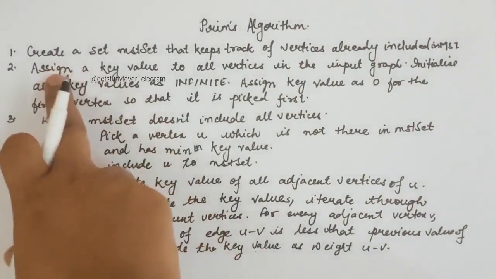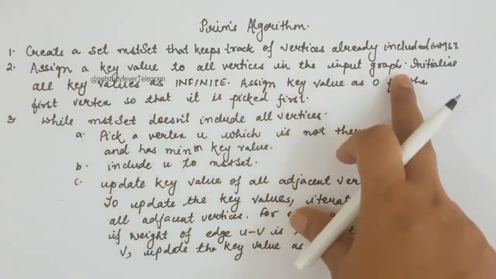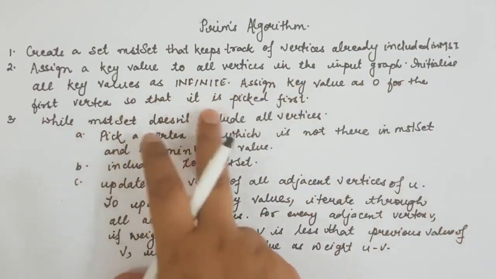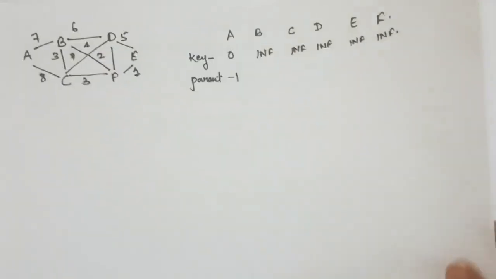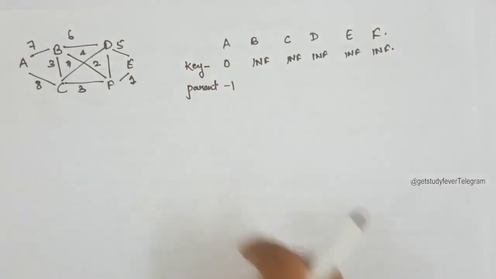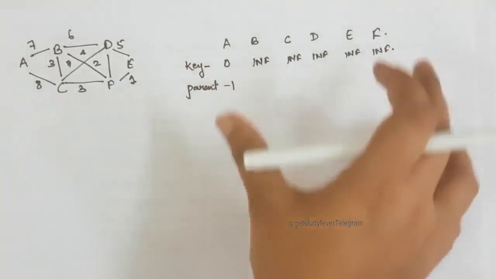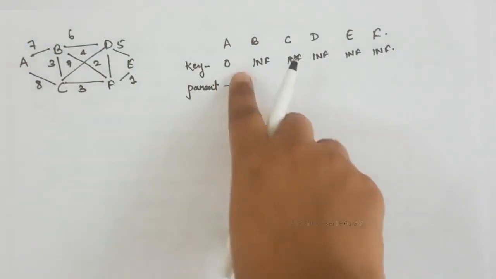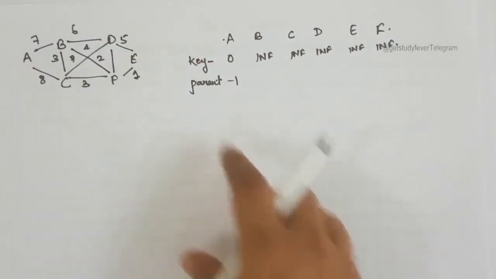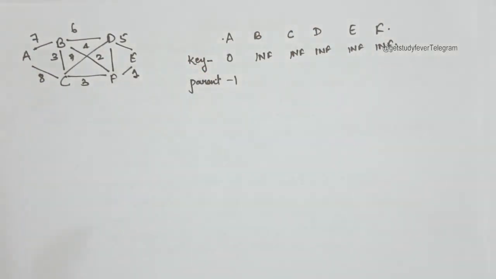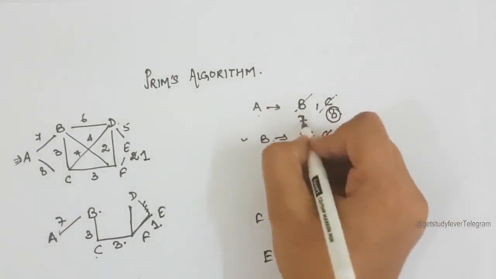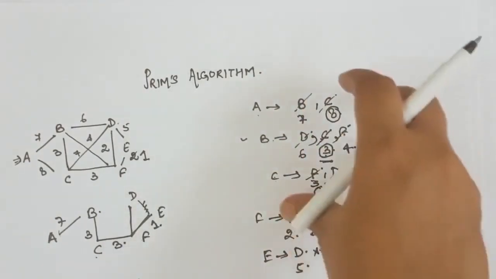Now what we are doing is assigning a key value to all vertices in the input graph. Initialize all key values as infinite. Assign key value as 0 for the first vertex so that it is picked first. Let's say this is my graph, the graph that we went for, and this is the key value. So what is this key value? Key is just an array. What key contains is the minimum weight of the edge between the parent of that particular vertex and the vertex itself. Going back, you can think of these values as keys. We did not put them formally in an array.